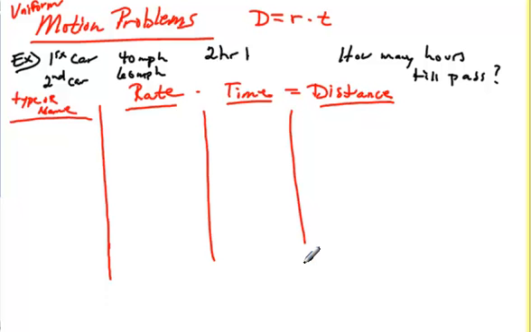Okay. So when you fill in the table, you do it very similarly. You're going to start off by saying, okay, first car. Then we have second car. What's the rate of the first car? Okay, 40 miles per hour. The time? We don't know the time. So we know whatever the time is of the second car, the time of the first car is that time plus what? Okay, plus 2 hours.